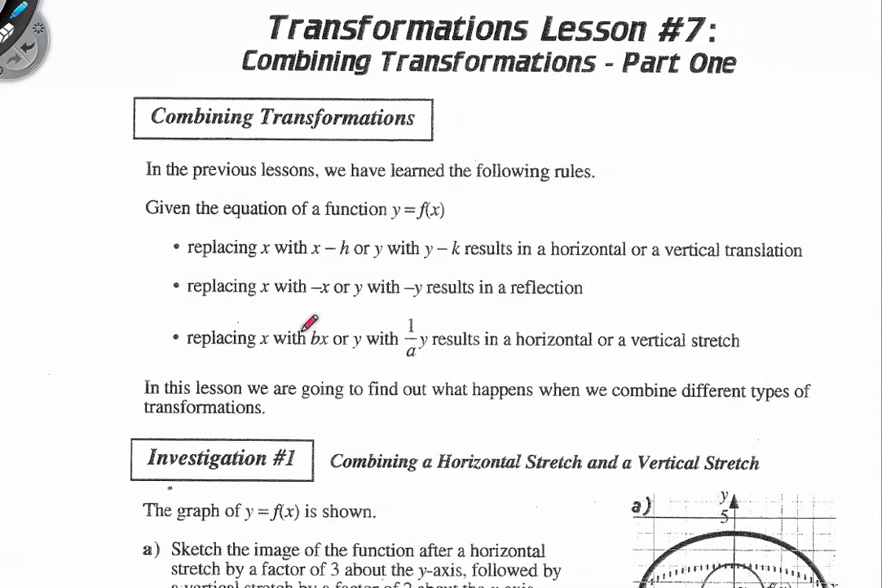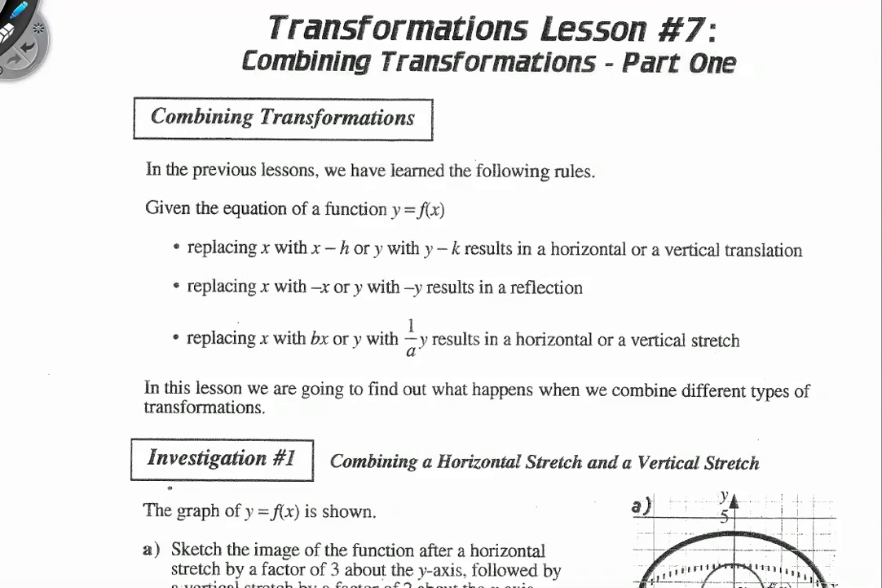And replacing x with bx, that's going to be a horizontal stretch, affecting, obviously, the x-axis. Or if we replace y with a multiplier here, that also results in a stretch, a vertical stretch. In this lesson we're going to find out what happens when we combine different types of transformations.